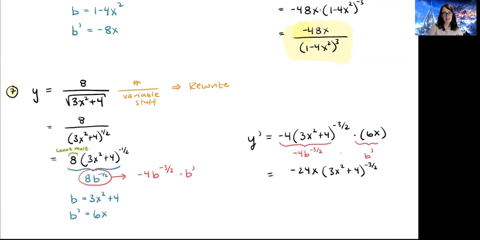And then lastly, get rid of that negative power. We've got negative 24x. All of that is multiplied by that stuff to the negative exponent. So this will change to a divide if we just make this exponent positive 3/2.